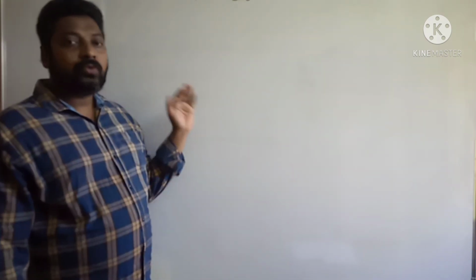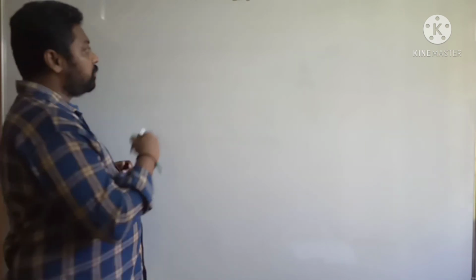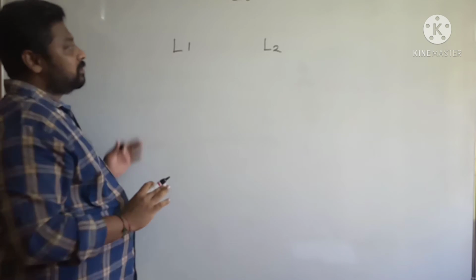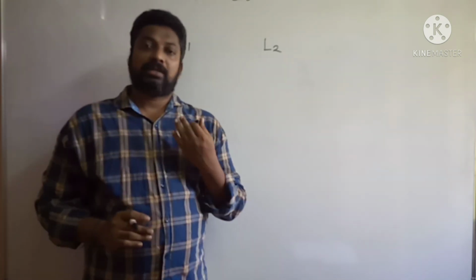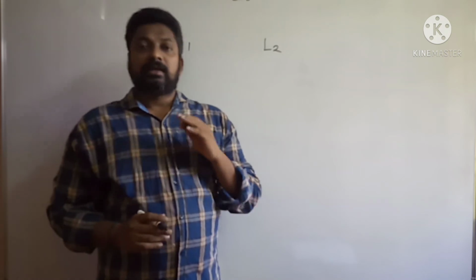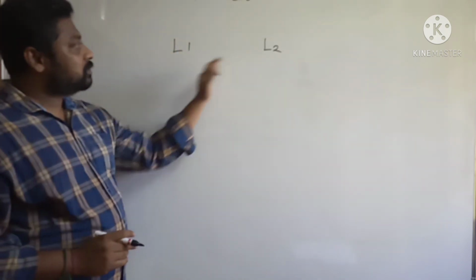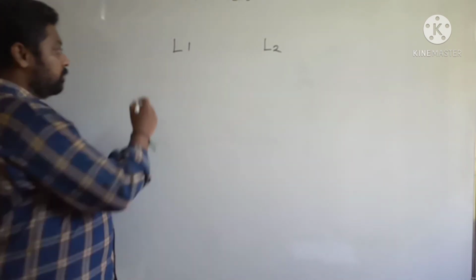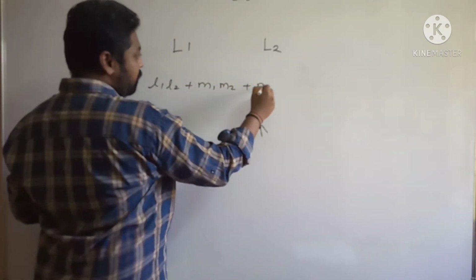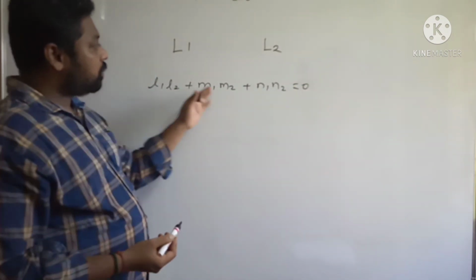Fine. Now two lines are given. How do we check whether the given two lines are perpendicular? For example, line 1 and line 2. L1 is of the form A1x plus B1y plus C1z plus D1 equal to 0, and L2 is of the form A2x plus B2y plus C2z plus D2 equal to 0. If these two lines are perpendicular, then L1 L2 plus M1 M2 plus N1 N2 equal to 0. Here L1, M1, N1 and L2, M2, N2 are the direction cosines.